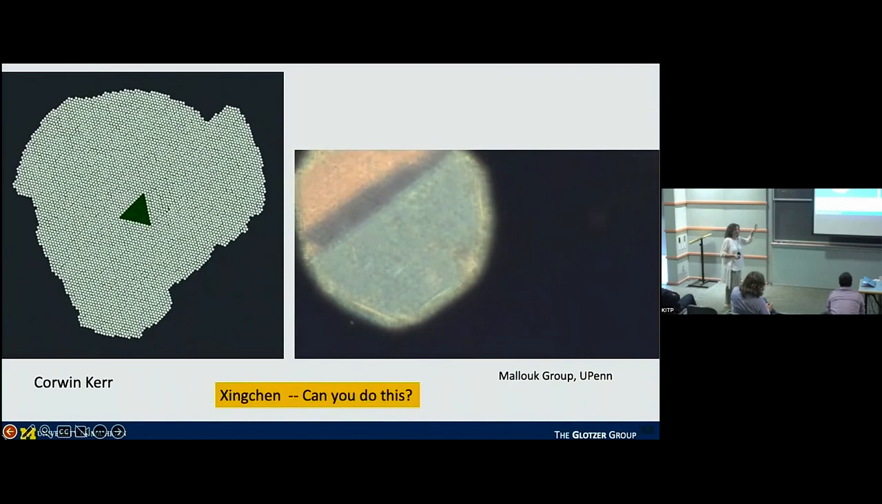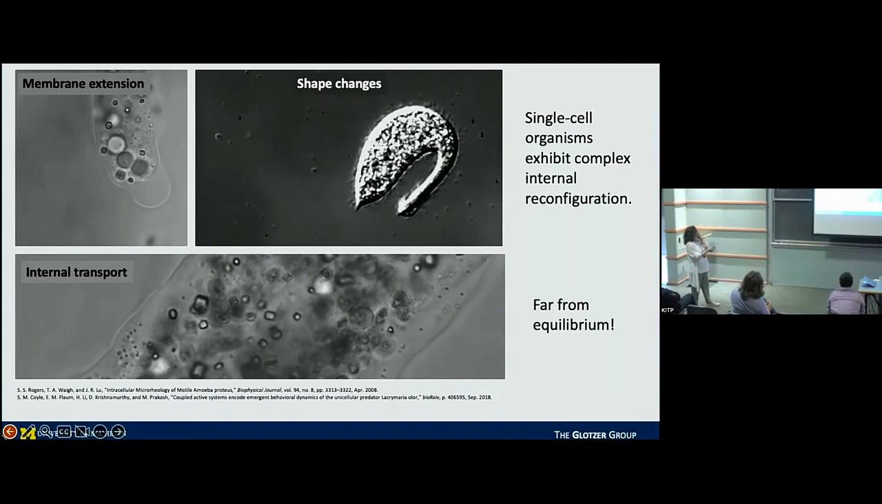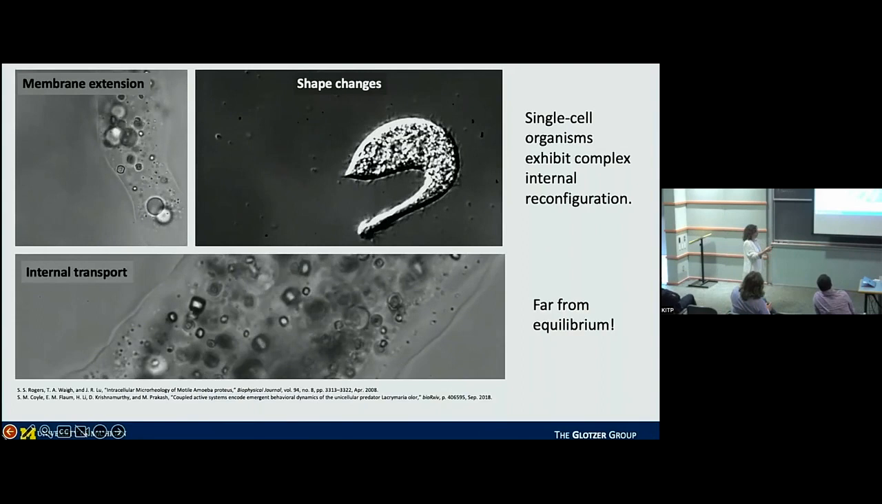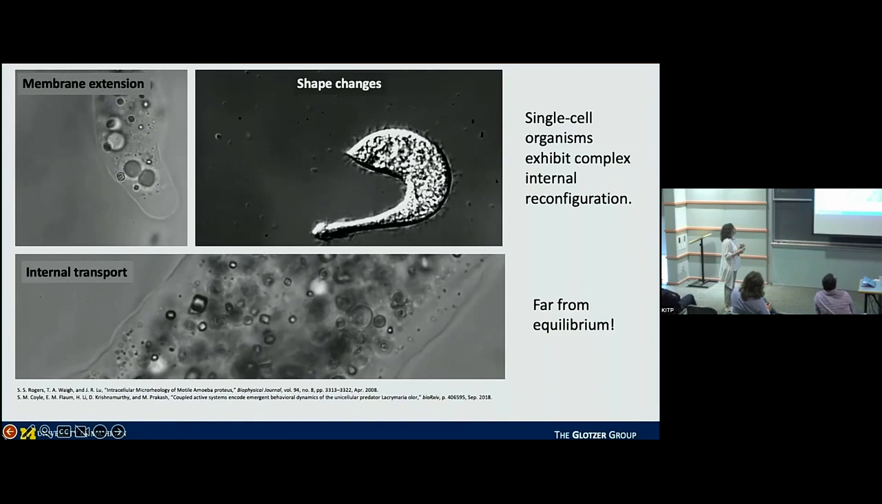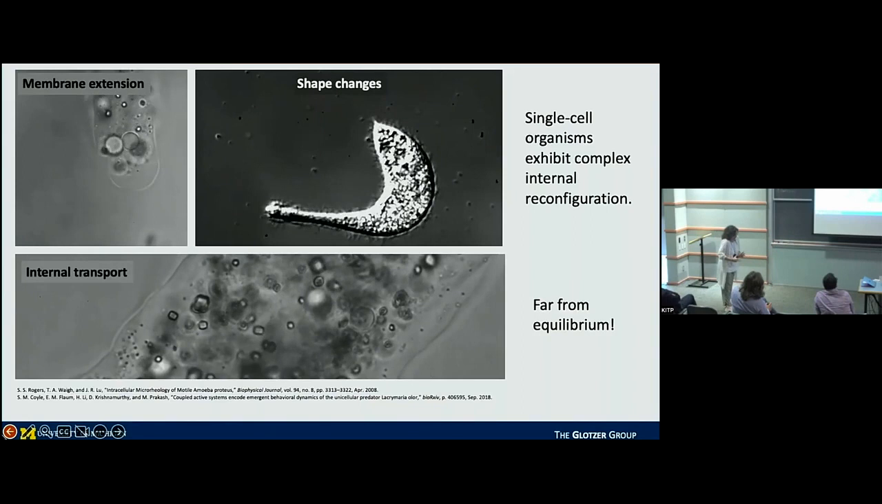Okay. But finally, we want cool, oozy stuff, right? Like really think about the gray goo, Michael Crichton's gray goo, where you have these single cell organisms whose internal things are moving around.